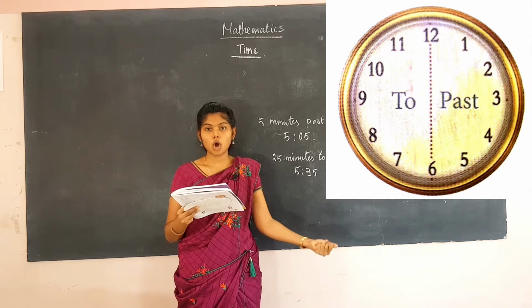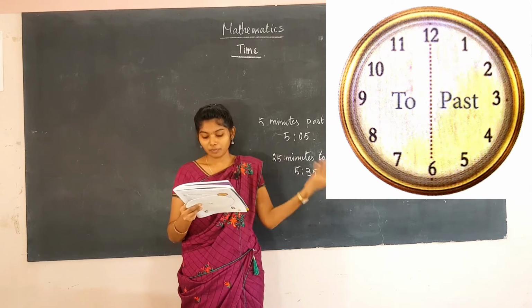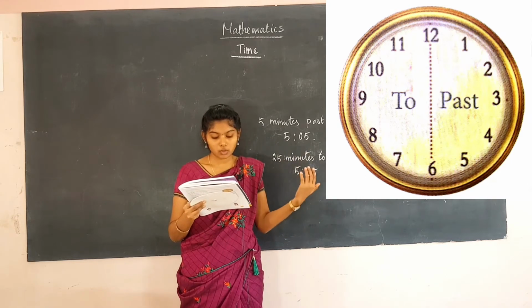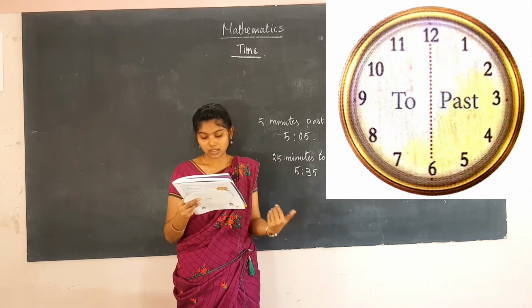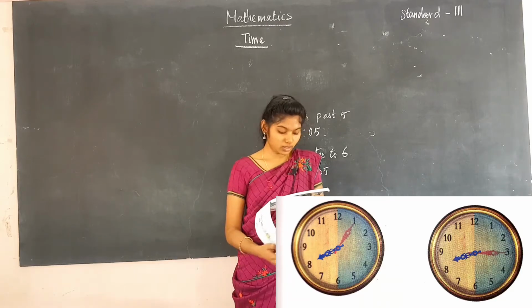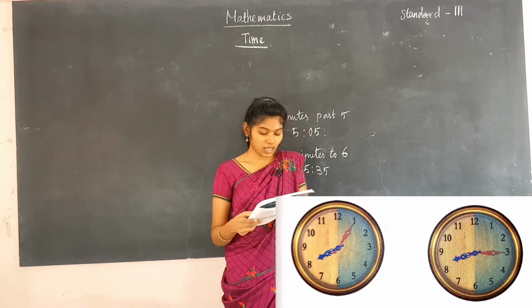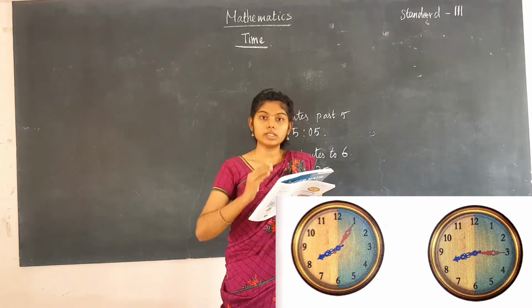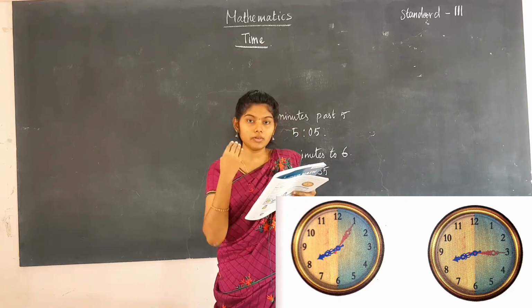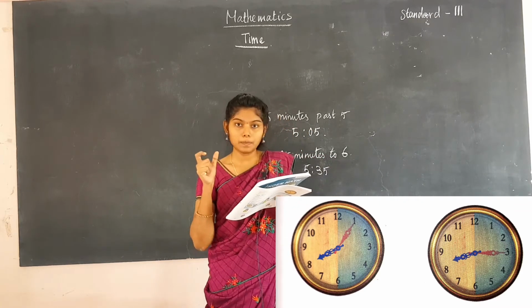One is the left hand side, half, and then the right side. Left means you have to use "to", right means you have to use "past". So see this, that is 5 minutes past 8. Why are they saying "past"? Because it is on the right side, the long hand is on the right side. So you are using "past 8".